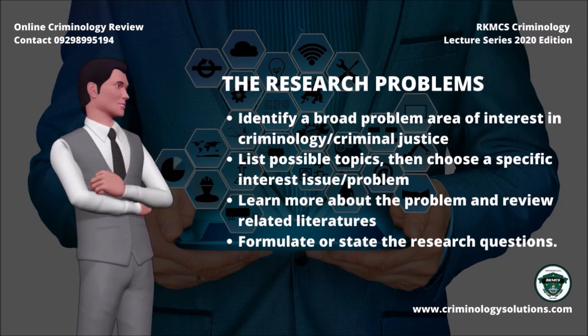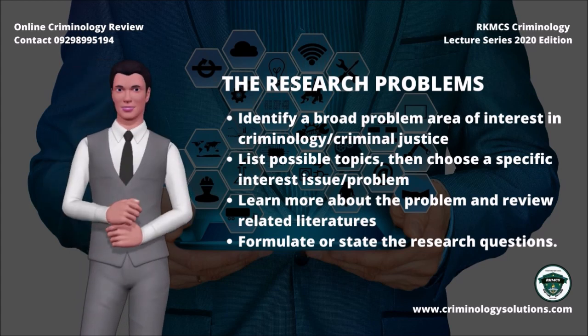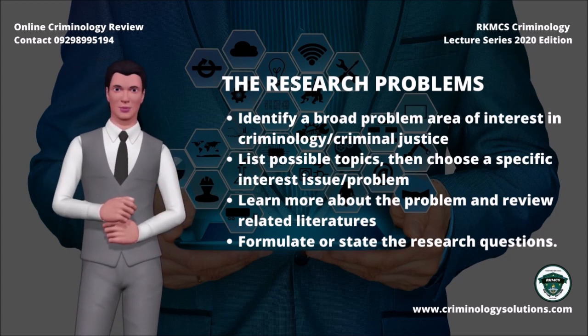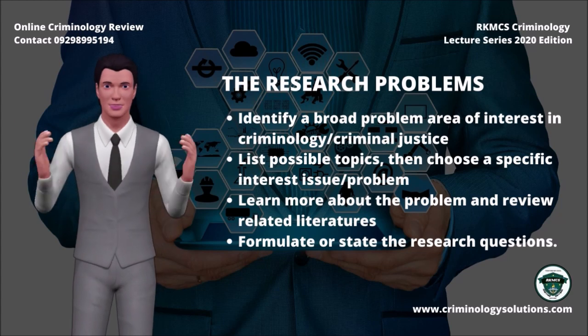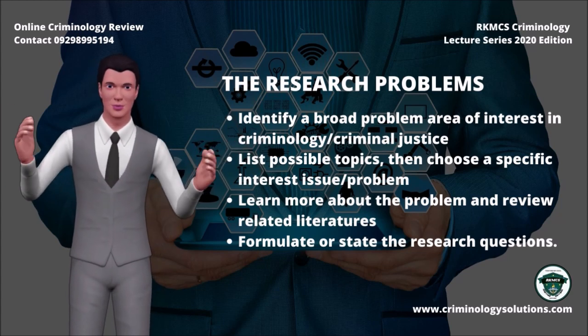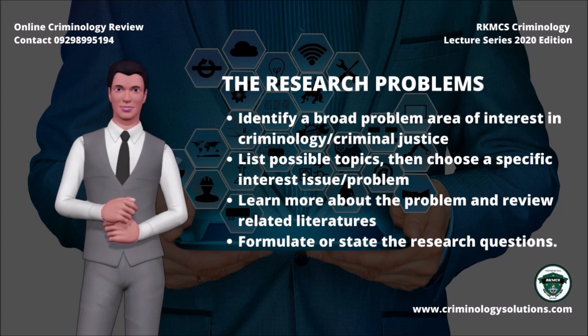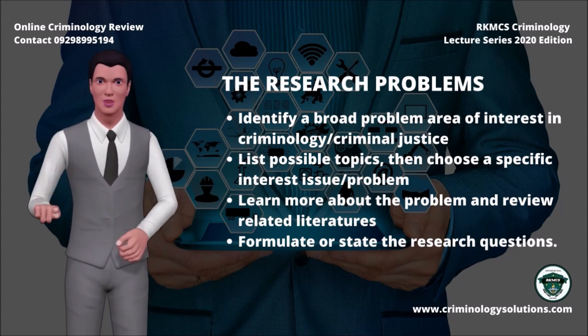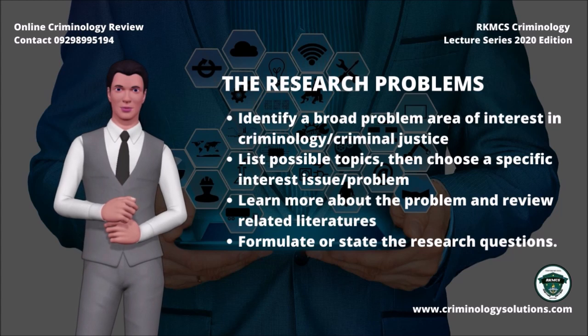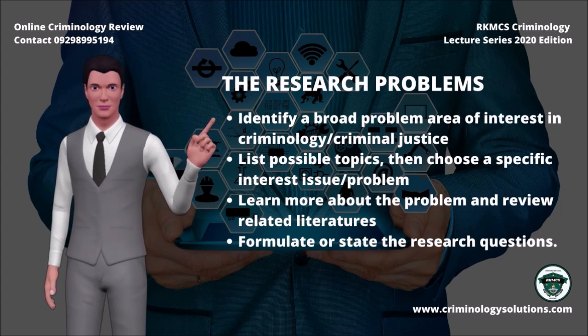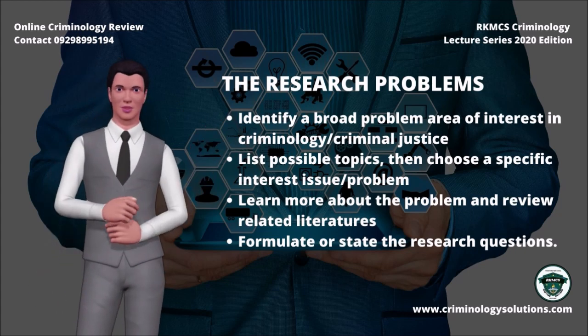To help you come up with research questions, you may start by identifying a broad problem area of interest in criminology or criminal justice. List all possible topics, then choose a specific issue or problem of interest. Then proceed by learning more about the issue or problem. A good way to know more about the problem is by reviewing related literature or research outputs of others. Then from there, formulate or state the research questions.